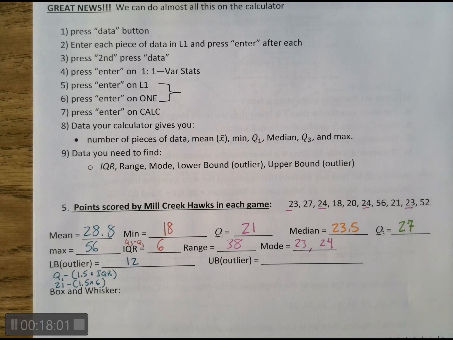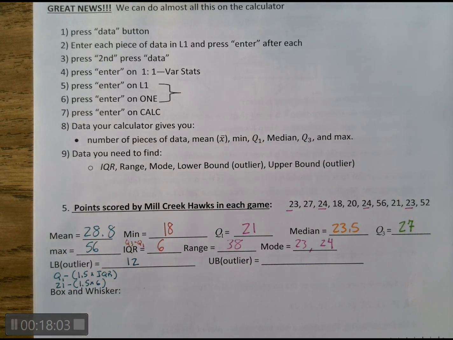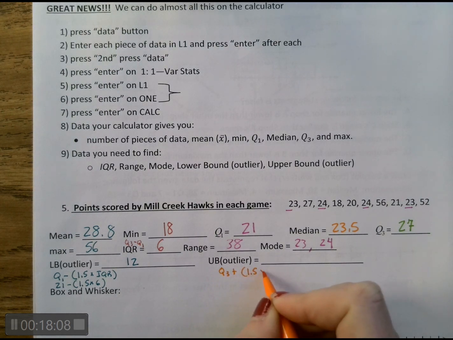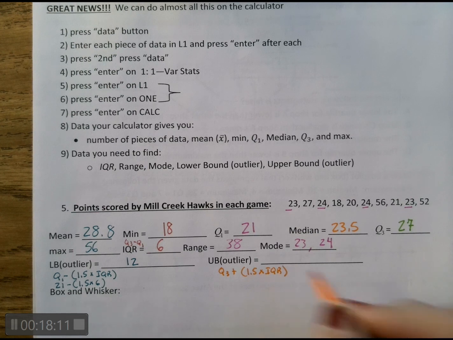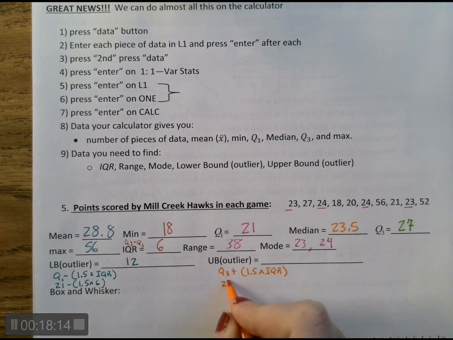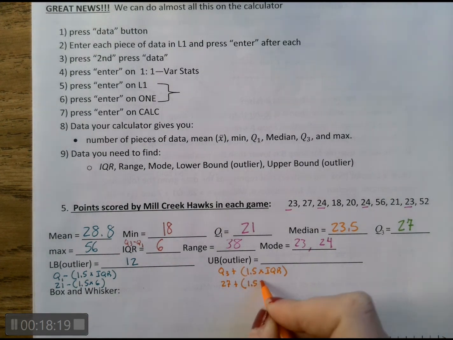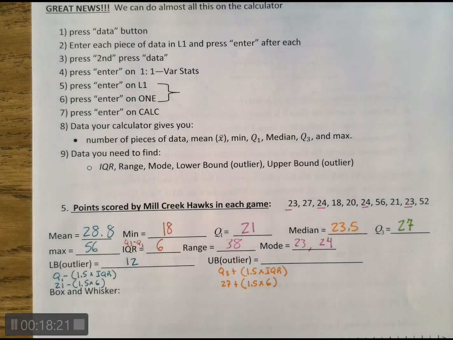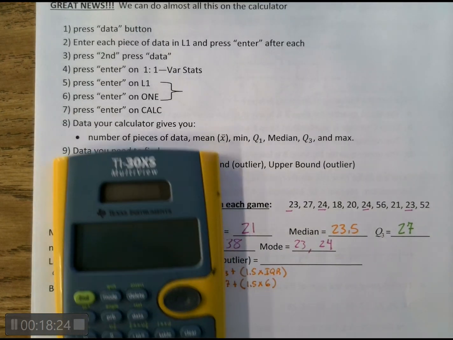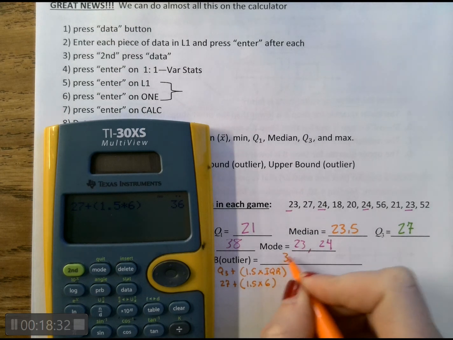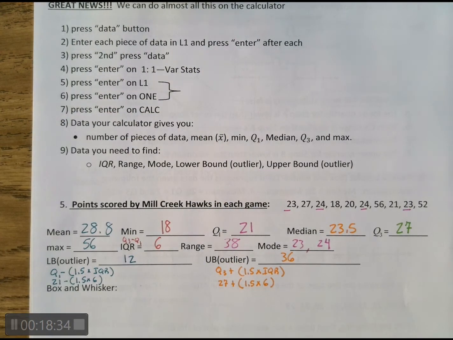And then your upper bound is going to be your Q3 plus 1.5 times your IQR. So that's going to be 27 plus, and then 1.5 times your IQR, which is 6. And so that gives you an upper bound of 36. So anything larger than 36 is going to be an outlier.